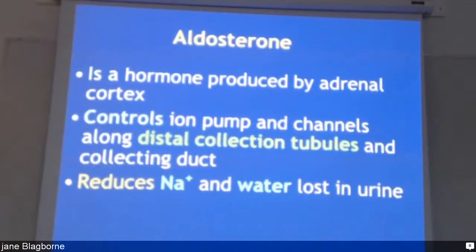You probably could make up a little scenario to remind you of all these things. Aldosterone. Hormone produced by the adrenal cortex, and we know the adrenal cortex is sitting on top of the kidney. Controls the ion pump and channels along the distal collecting tubules. Now, when we talk about ion pump and sodium potassium loss and all that stuff, that's going to come up again when we do electrolytes. So it's nice to have this information because you know the basis of it. So hopefully you can write that down because we're going to be seeing this later. Our last class is electrolytes. A horrible last class.